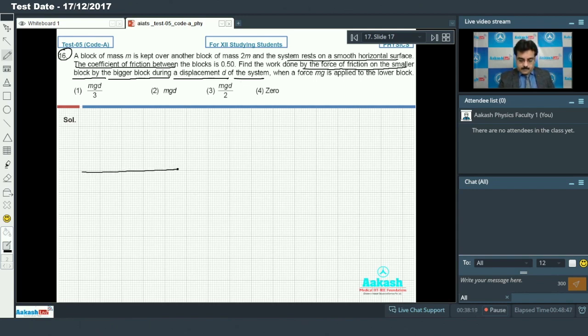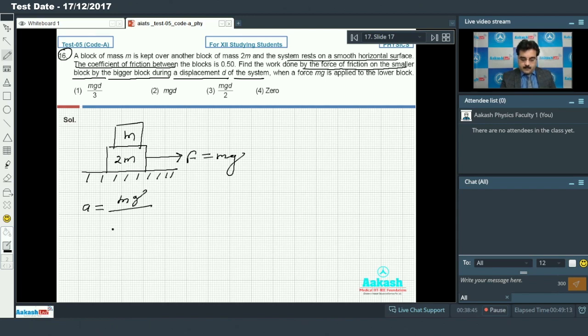Okay, so if I go for the diagram, this is the block of mass 2m and another is m. According to the problem, force F is there and the value of this force is mg. So first I am going to calculate the acceleration of the system. For the acceleration, first I will write the net force, that is mg, divided by the total mass 2m plus m, that is 3m, so we'll get g by 3.